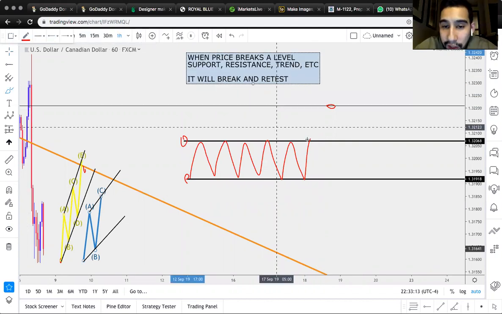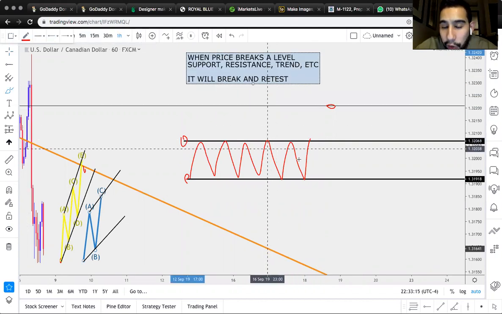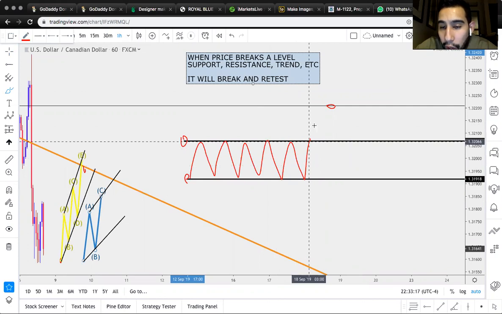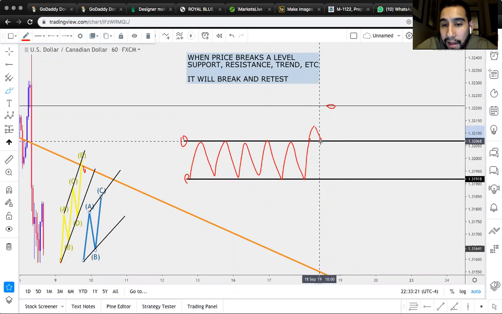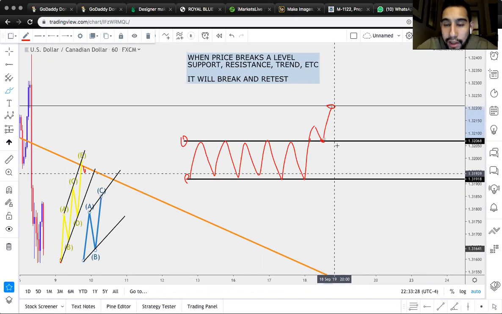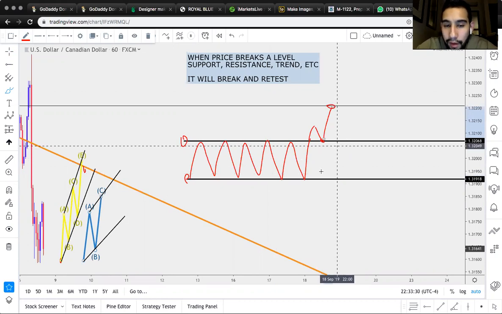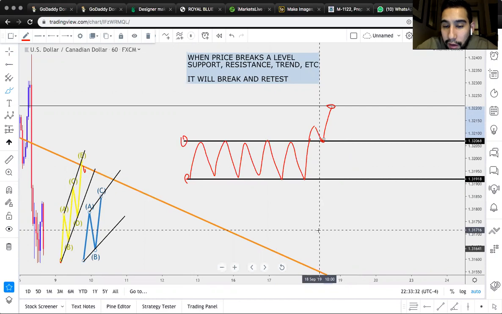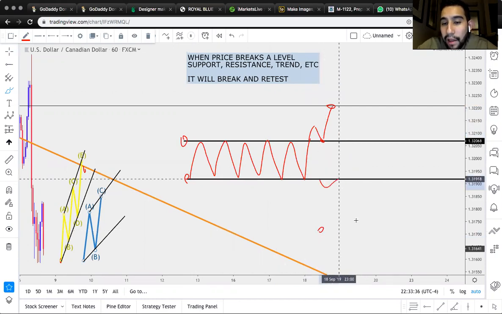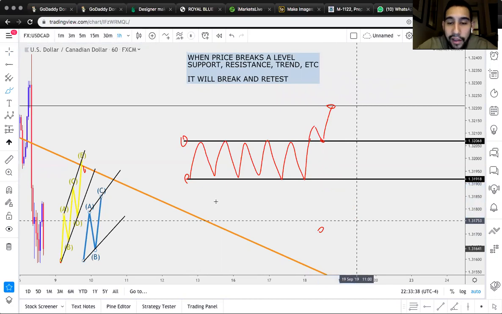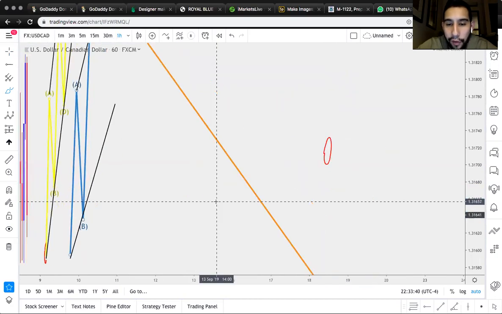So what is break and retest? When price breaks this level, you see how it's staying in between. When it breaks it and it finally makes a move up, before it goes here, price is going to come and retest the level. Retest the level before it makes the move up. Do you understand that? If price wants to come down here, what do you think it will do? It will break it, retest it, and then make the move down. The same thing happens with the trends and the flags.